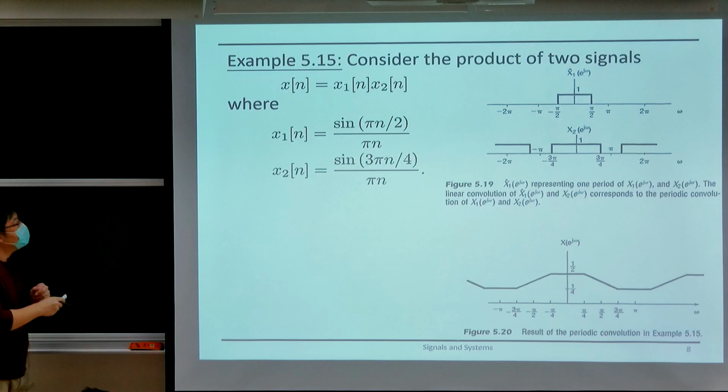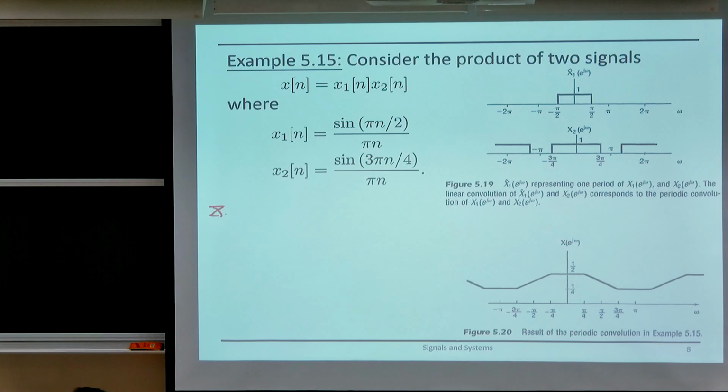All right, so how do you find the spectrum for x1 times x2? By the multiplication property, we know that the spectrum is the convolution of the spectrum of x1 and the spectrum of x2. So this is 1 over 2 pi, suppose we integrate from minus pi to pi, x1 of e to the j theta, x2 of e to the j omega minus theta, d theta.